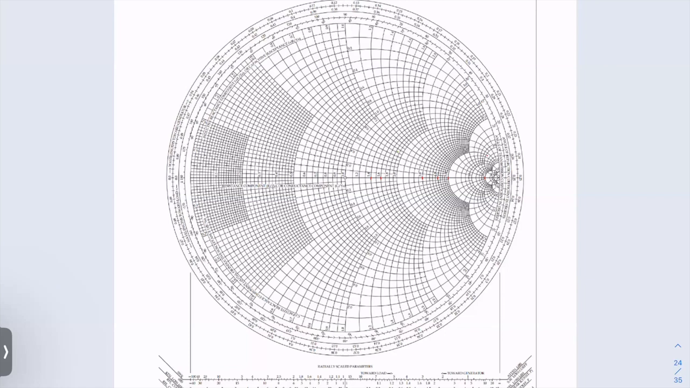Okay, so let me do these tables. Okay, here. Okay, room tables, let's see. All right, so we'll continue with the Smith chart today. And as I said, we're gonna solve the previous problem.